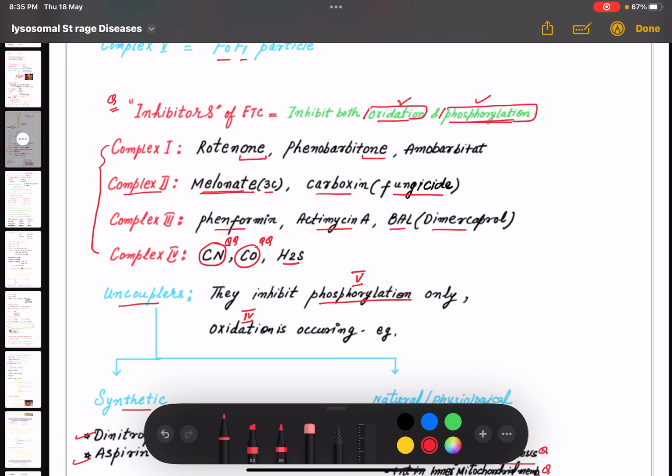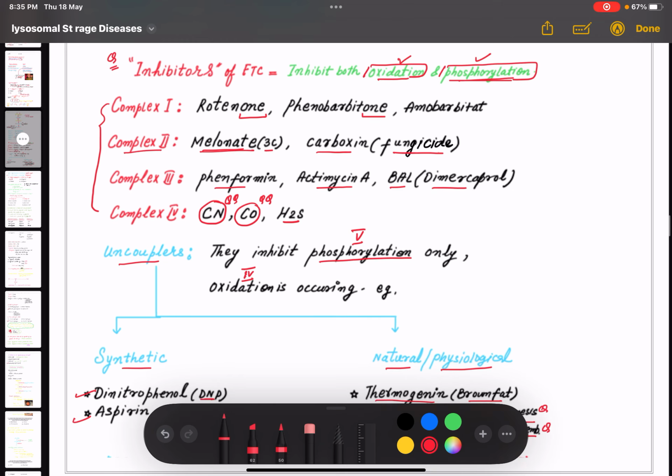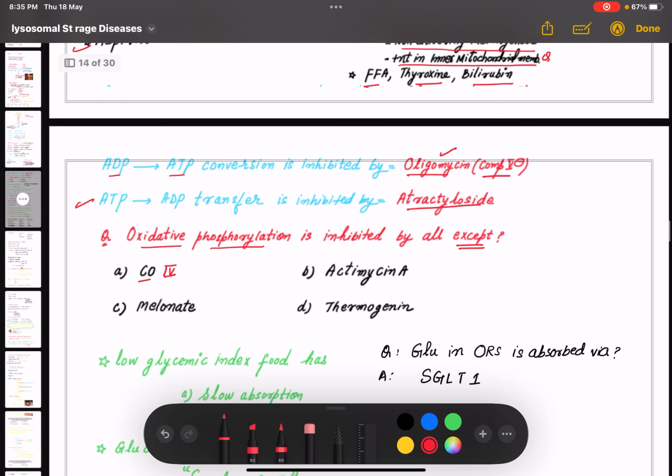Malonate is an inhibitor of complex 2. If complex 2 is inhibited, it means the other complexes, that is complex 3, complex 4 and complex 5, will not work. It means both oxidation as well as phosphorylation will not occur. It means the answer is not malonate, but here the answer is thermogenin.